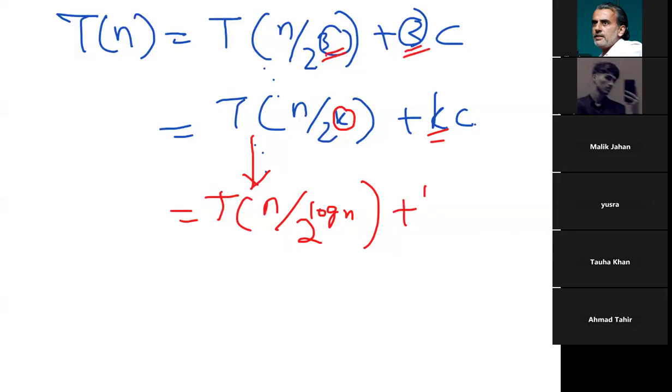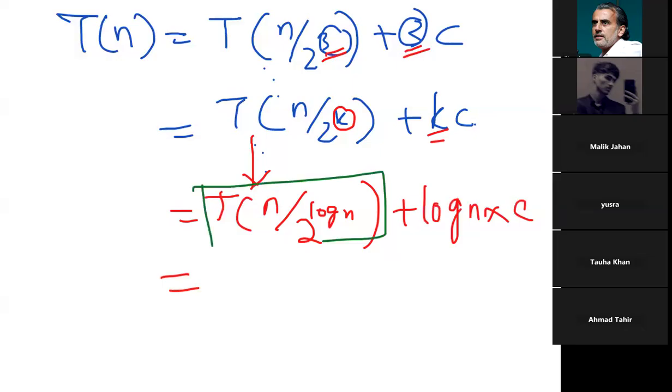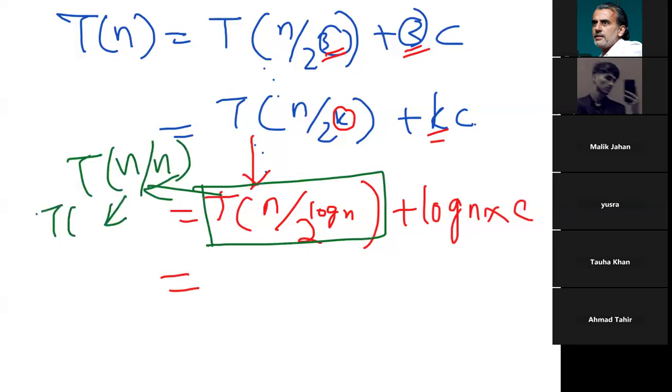So over here we'll be multiplying log n with c. And now what is the first part? This part is essentially, this means we are talking about T of n over n, which is our base case, which T of n over n means T of 1. And T of 1 is 1. So we'll substitute this whole thing with 1 plus c times log n.